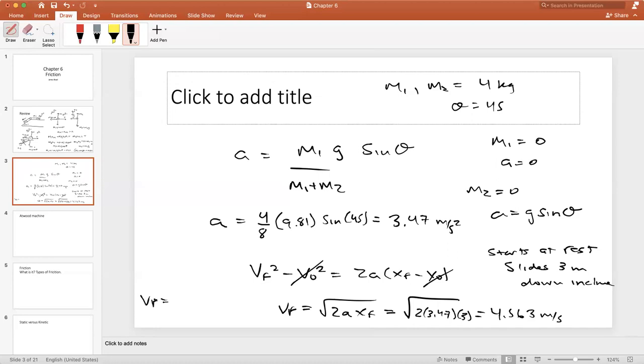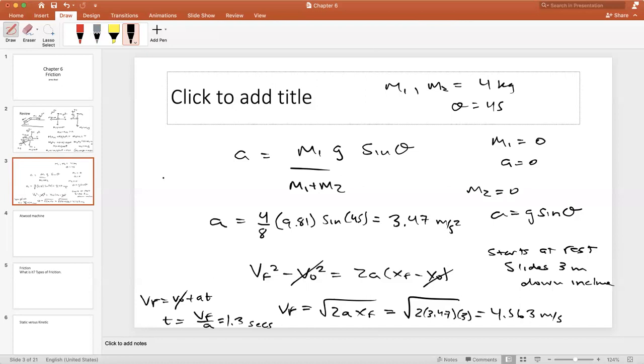I could ask, how long does it take to slide? Again, we have v final is v initial plus A t. v initial was 0. So the time is simply v final over A. This v final I just found, divided by the A I found, 3.47, is 1.31 seconds. So I'll just call it 1.3 seconds. And that's everything you would need to do on an exam for this problem.